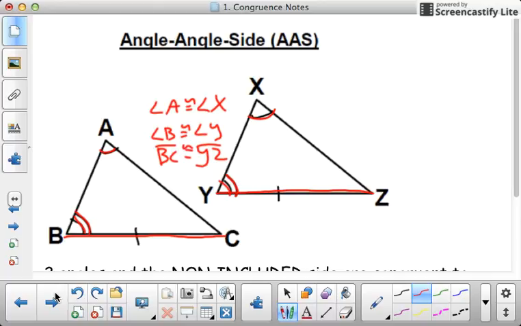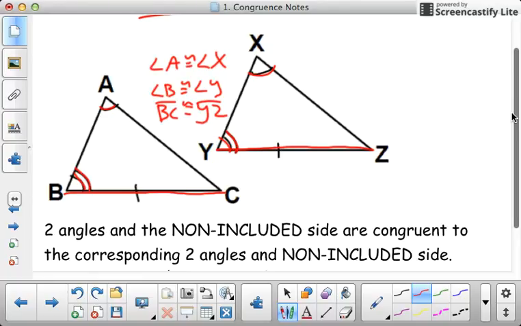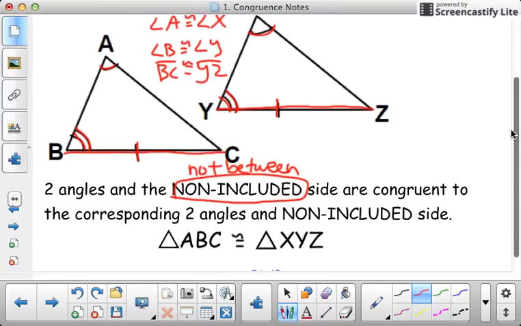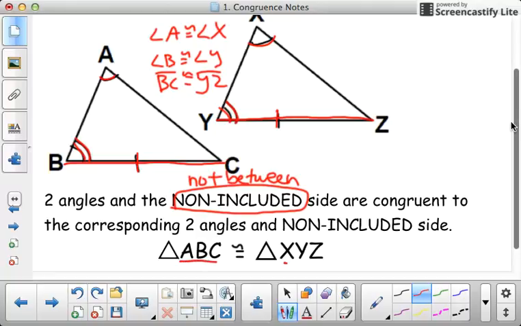This is actually called angle, angle side, or AAS. This has to be two angles and the non-included side. So remember, side angle or angle side angle had to have the tick mark in between the angles. Now I don't want that. Now I want a side that's not between them. And it has to be congruent to the corresponding angle, angle, and side on this second triangle. Knowing just this piece of information, I could say triangle ABC is congruent to triangle XYZ.